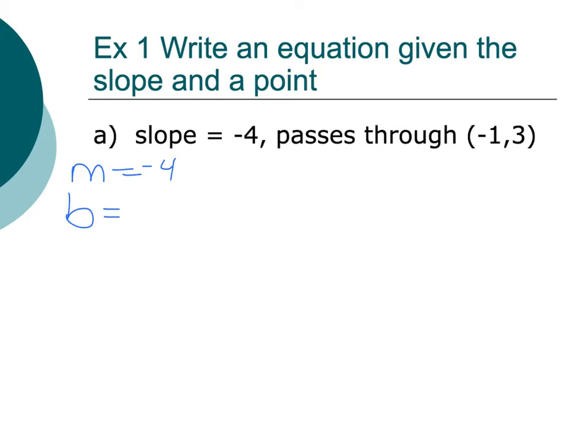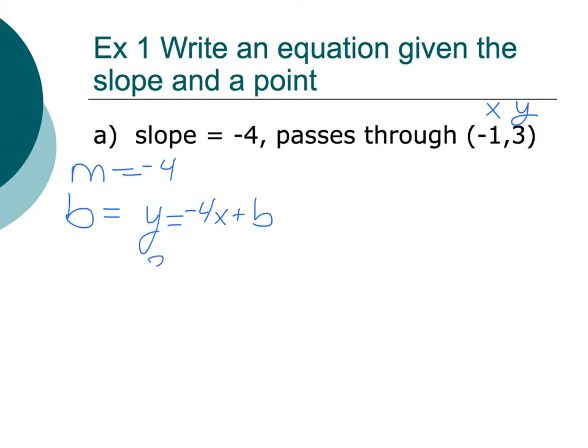What you're going to do to find b is plug in what we have. So far I have y equals negative 4x plus b. That's what I got so far. I know m, I put m in the problem. They gave me this other point though, and they say it passes through negative 1, 3. Well, negative 1's an x value and 3's a y value. I have an x and a y in my problem here, so plug them in.